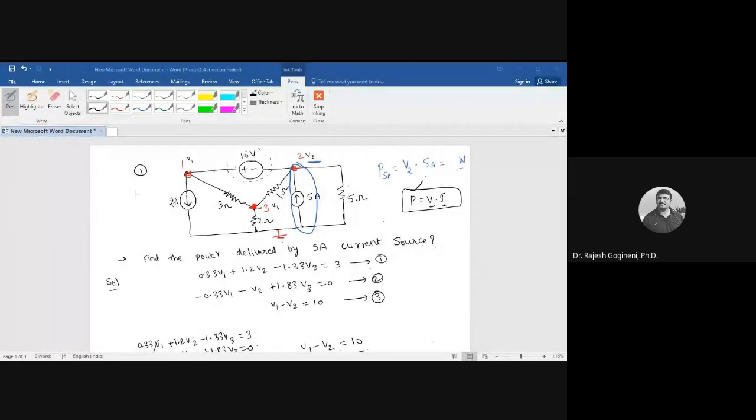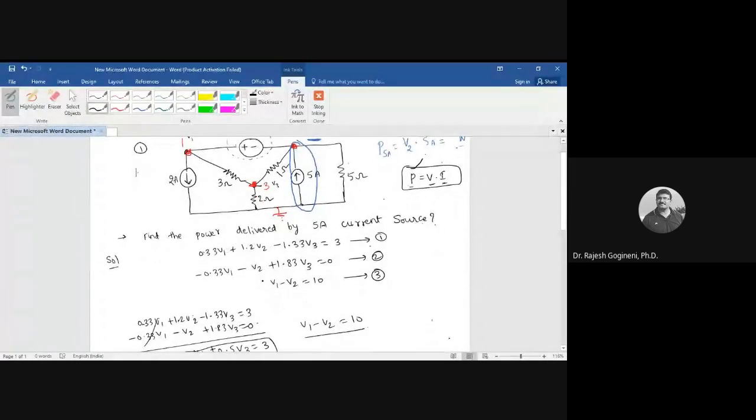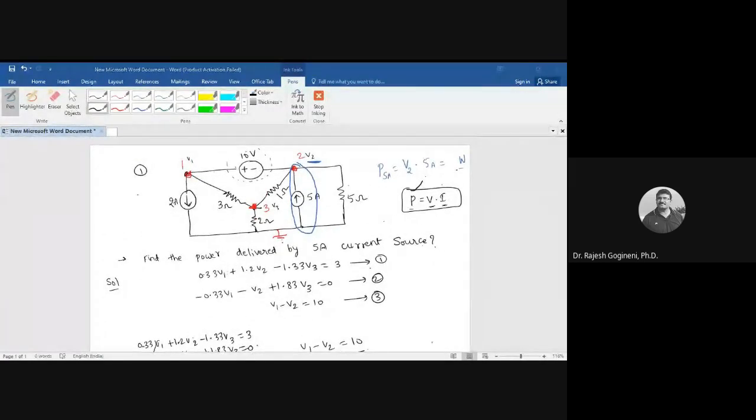Yesterday I gave you two problems. Did you solve this one? See, the first problem is given like this. In this we need to find the power delivered by the 5 ampere current source. As I explained in the last class, to apply nodal analysis, since there is a voltage source between V1 and V2, take it as a super node, and the third node is V3. So I gave you three equations, the three KCL equations we wrote in the last class.